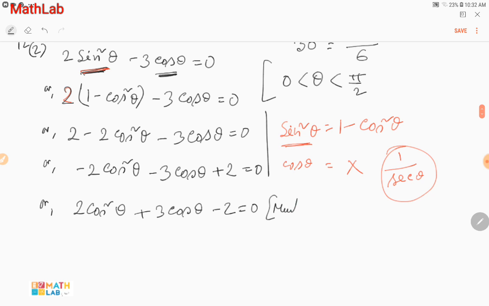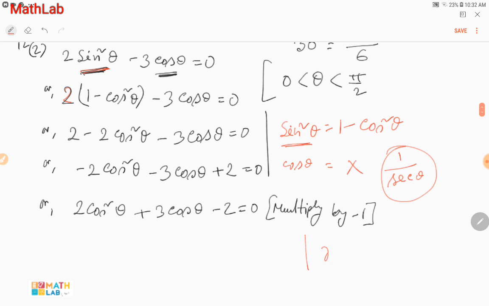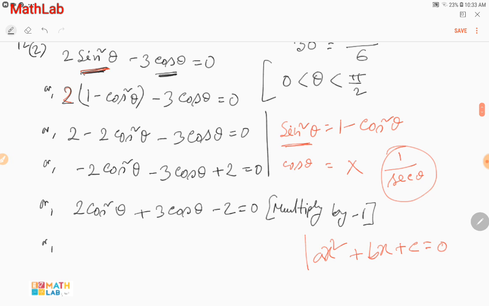Multiply by minus 1. Why do we multiply by minus 1? Just because we need to convert this equation like that. So we have to factorize this expression, the left side expression.